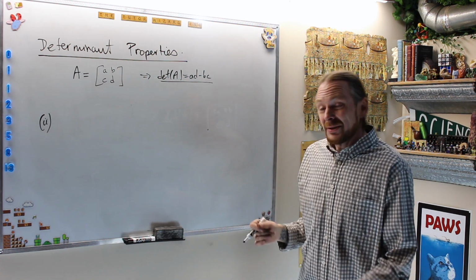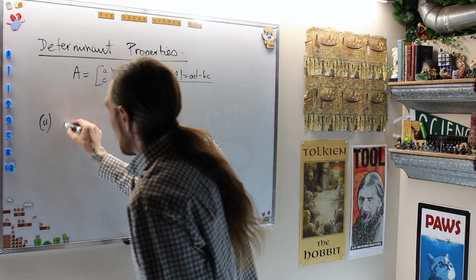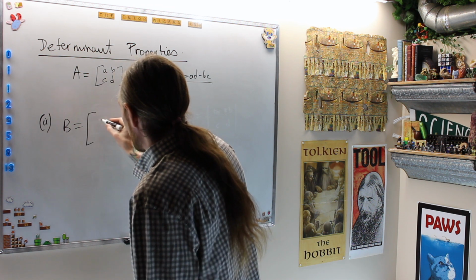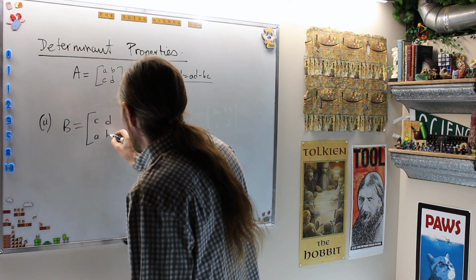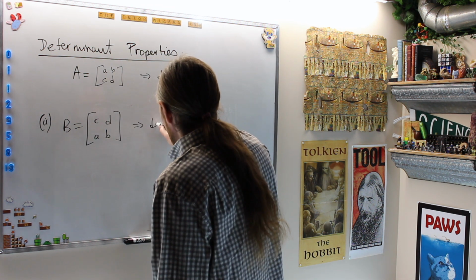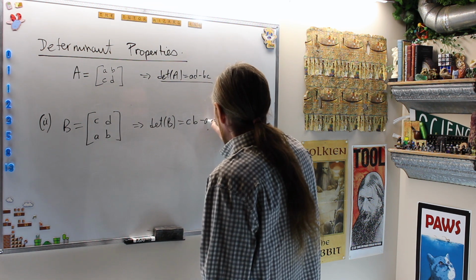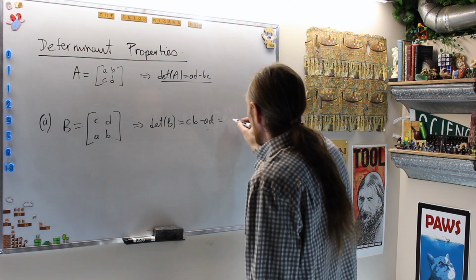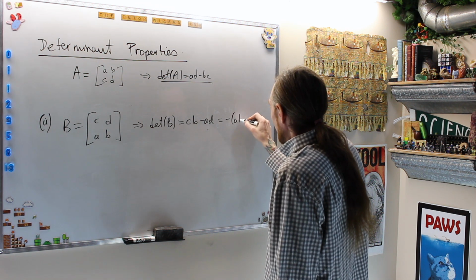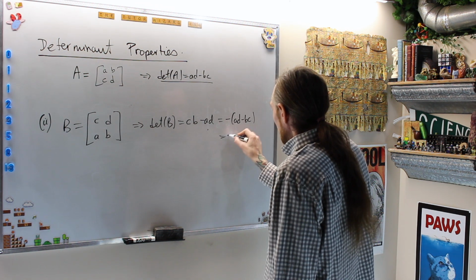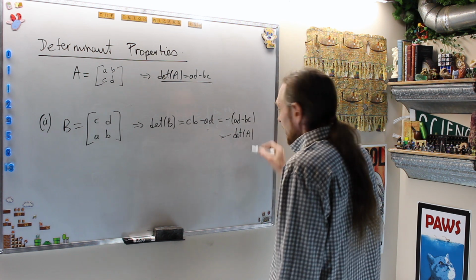Property 2: what if I interchange 2 rows or 2 columns? Well, in this case, there are only 2 cases, so let's interchange the 2 rows: C, D, A, B. Then the determinant of B is going to equal CB minus AD, which is equal to negative (AD minus BC), which is negative the determinant of A.